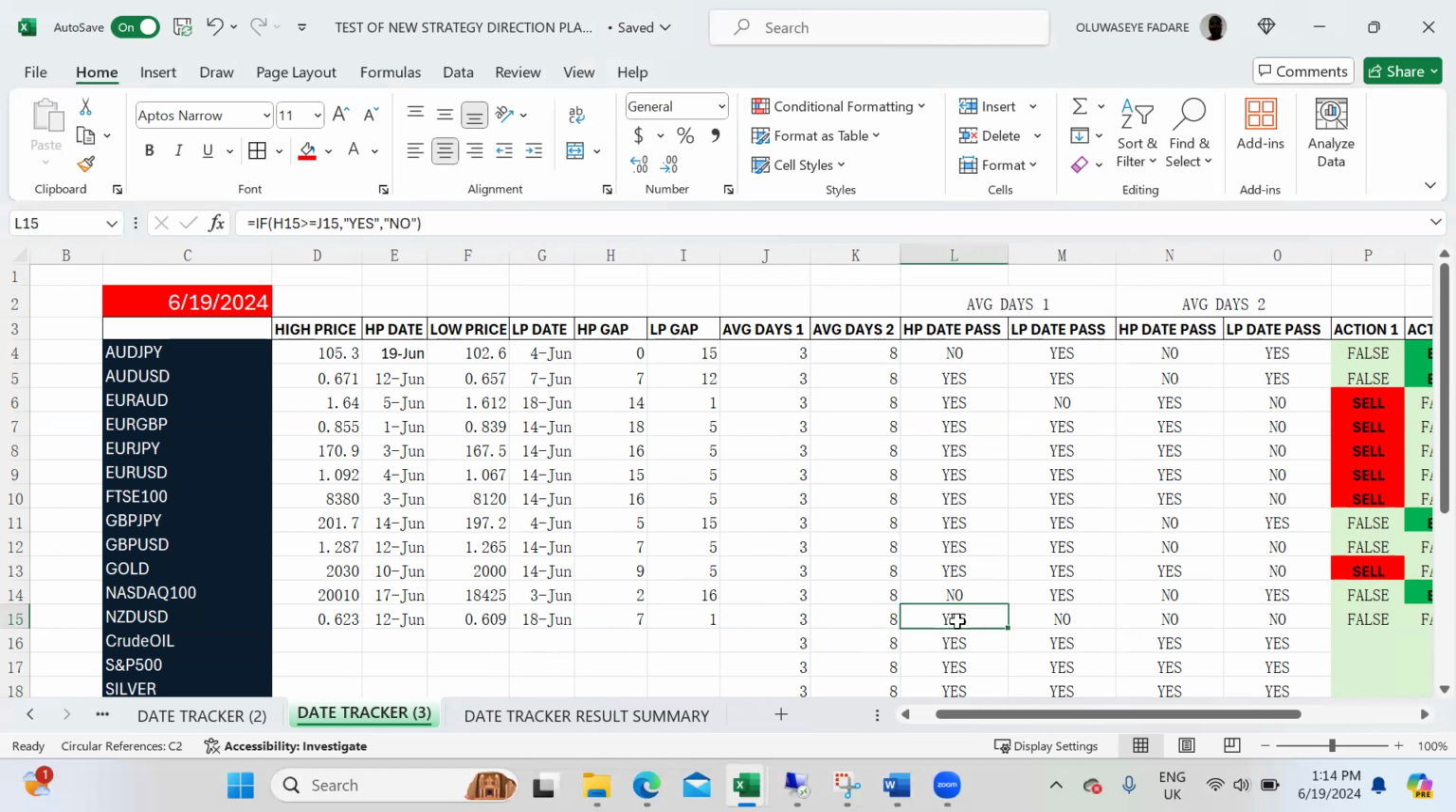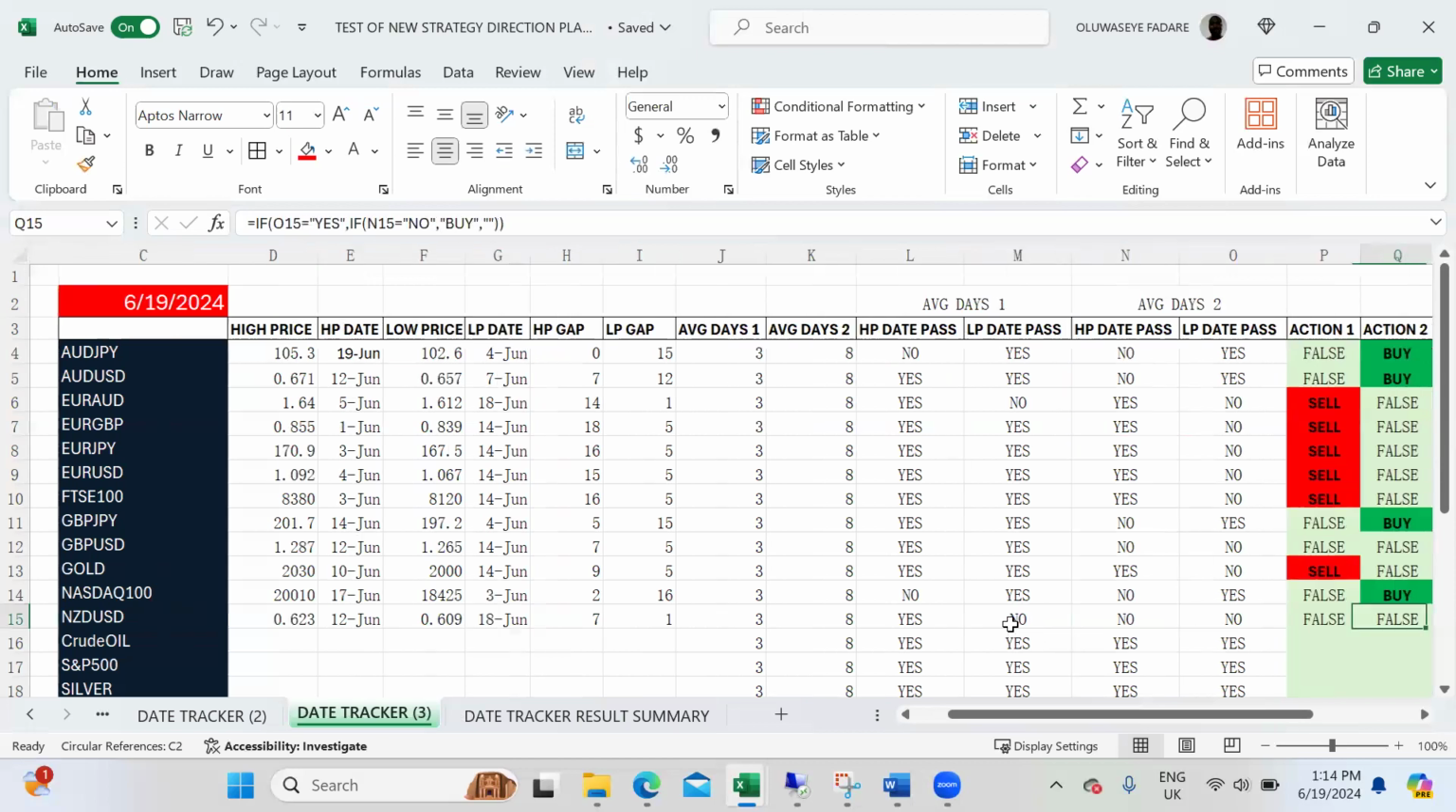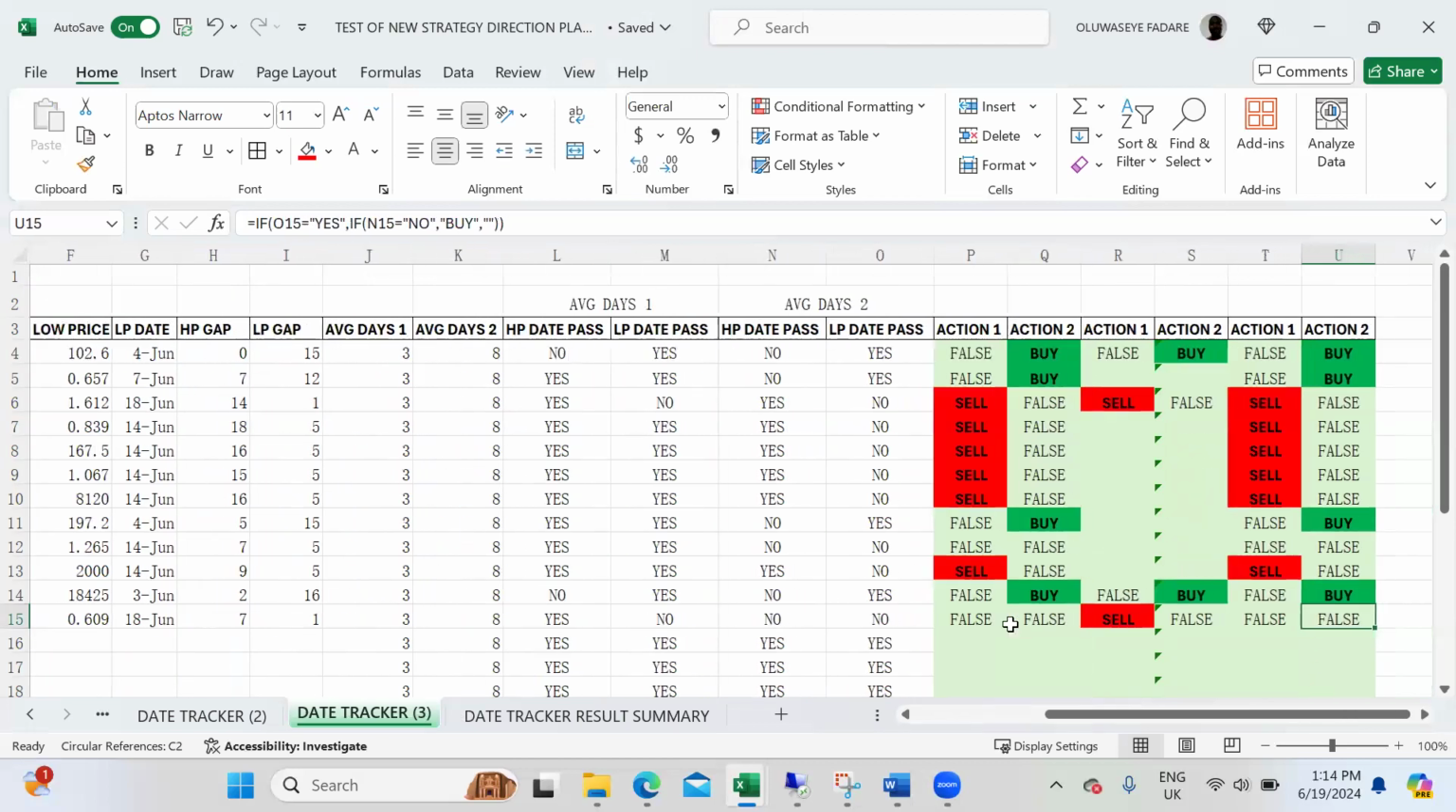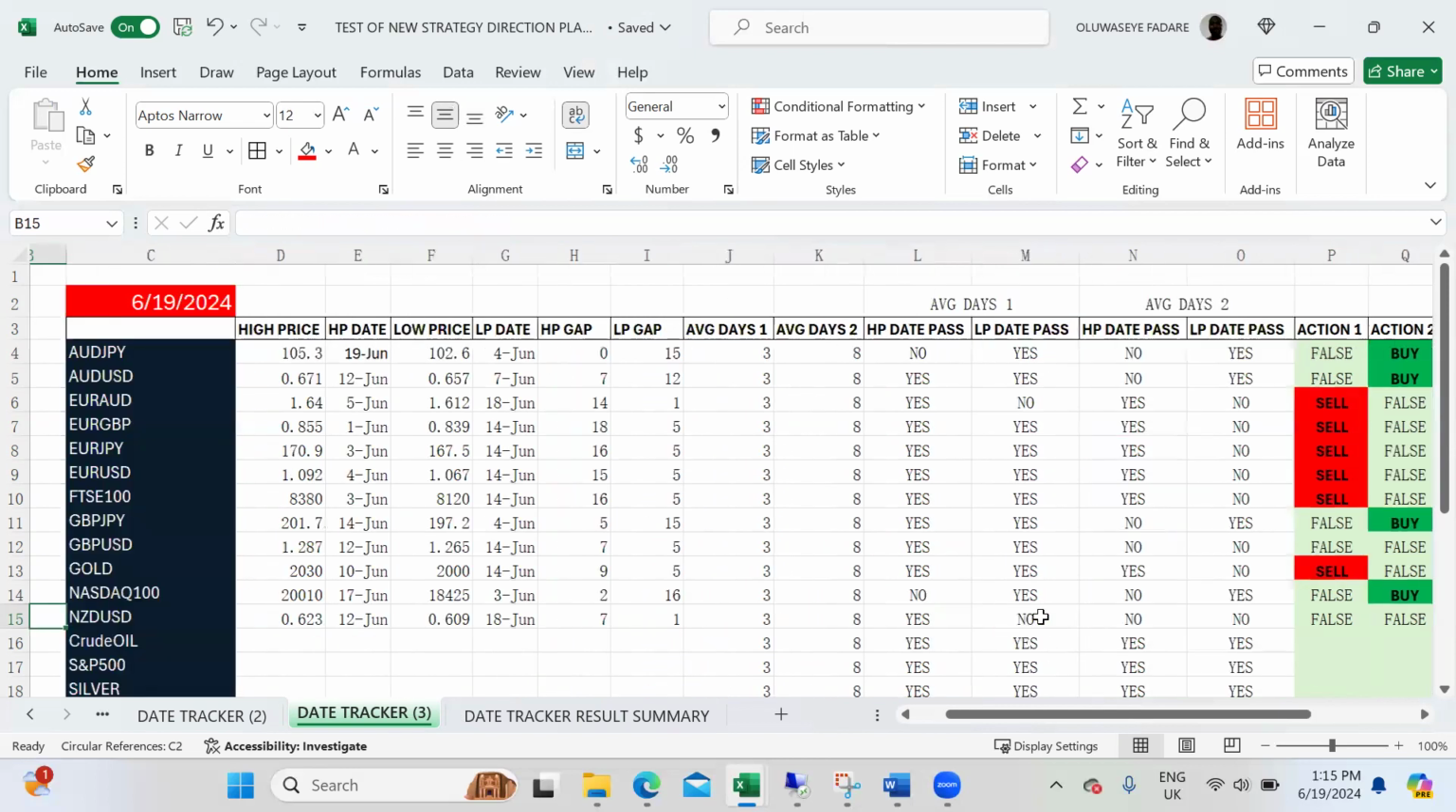this has passed the high price, has passed the first average day of 3 days, but it didn't pass the second average day. But for the low price, it didn't pass any. Okay. So because it didn't pass any, that is why we only have one condition out of the three conditions, which is still a sell.